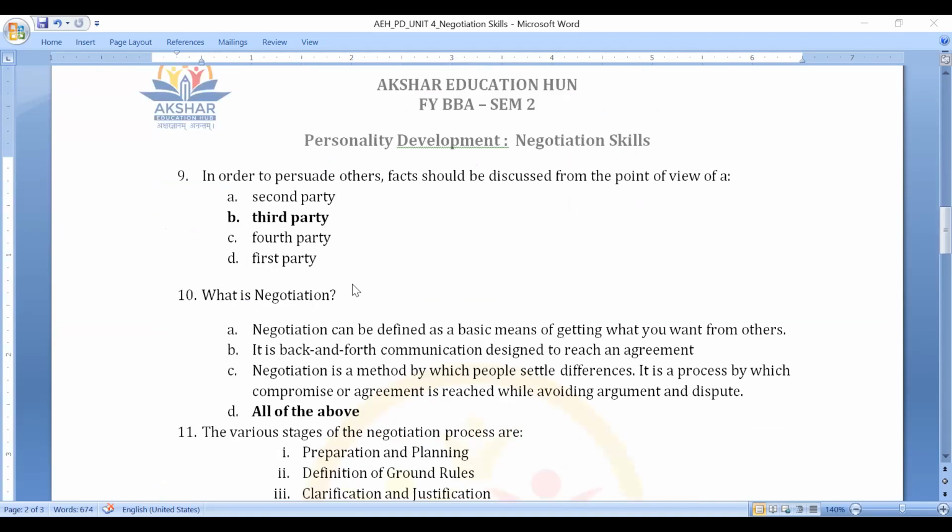In order to persuade others, facts should be discussed from the point of view of, if you want to convince someone on your point, you should discuss it from the point of view of a third party, not from your point of view, not from his point of view. You should try to make him convinced as a neutral person. That is the right way of negotiation or representing the facts.